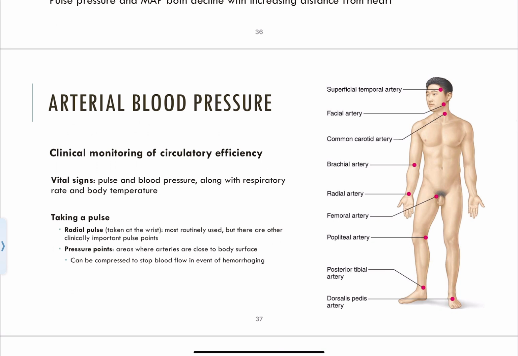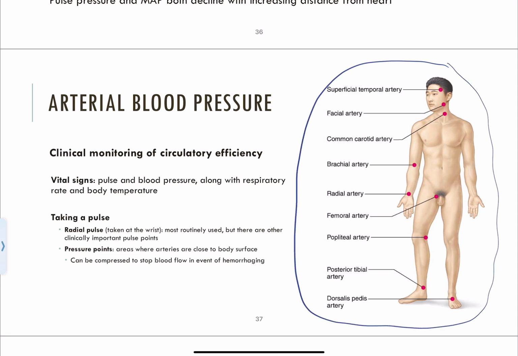So this is just clinical if we're talking about vital signs. A lot of times if you go to the doctor, they'll take your pulse, your blood pressure, along with your respiratory rate and body temperature. But if you're taking a pulse, these are the locations over here where you can take your pulse. You do not have to memorize these. Maybe for lab you might, but not for lecture. But the radial pulse is a frequent pulse that's taken. That's the one that's taken at the wrist.